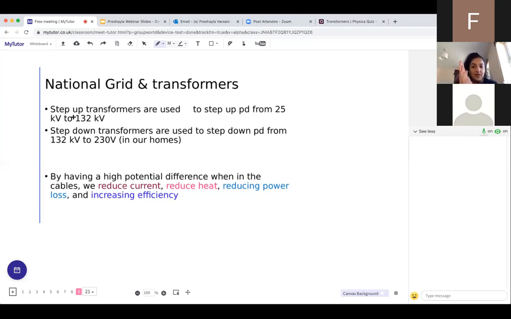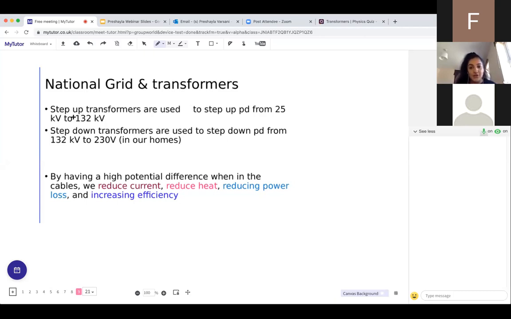Then it gets to the other end of the cable and is ready to go into our houses. We know that it's still at 132 kilovolts. That never changes in the cables. So we need to use a step down transformer to make it appropriate to use in our houses. By using that step down transformer, we decrease that voltage from 132 kilovolts in the cables to 230 volts in our houses. 230 volts is then what comes out of our sockets.